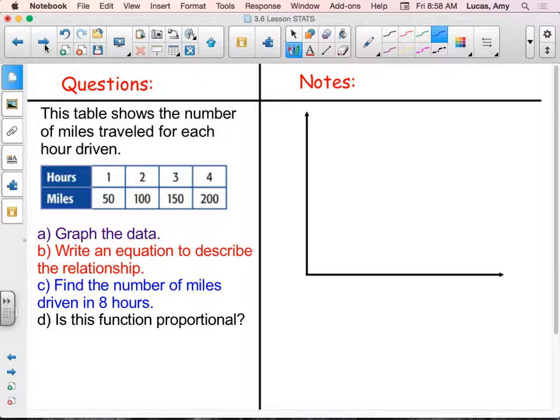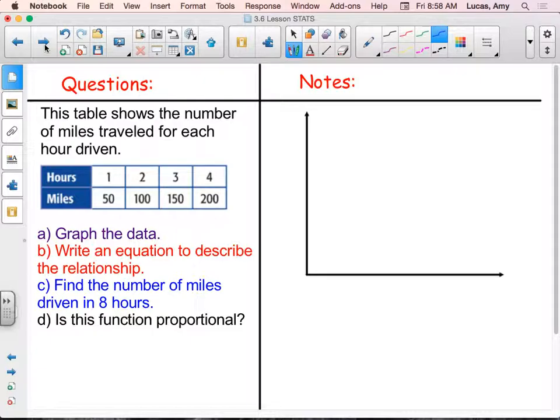Now our first two examples, we have tables and we're going to take things step by step and we're going to have to graph the data. So this table shows the number of miles traveled for each hour driven. Graph the data, part A. Write an equation to describe the relationship for part B. Find the number of miles driven in 8 hours for part C. And then last, part D asks, is this function proportional?